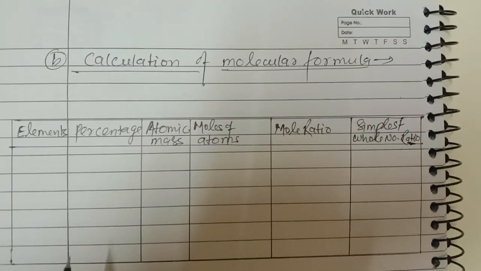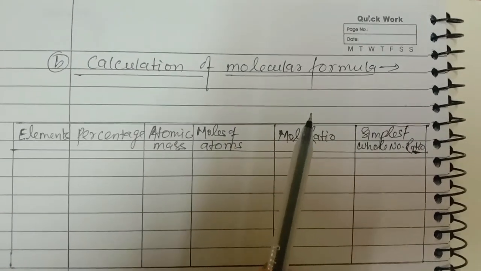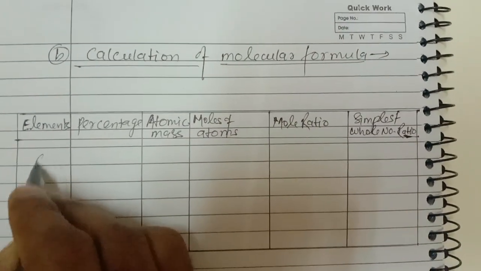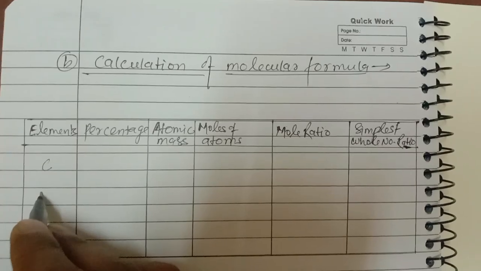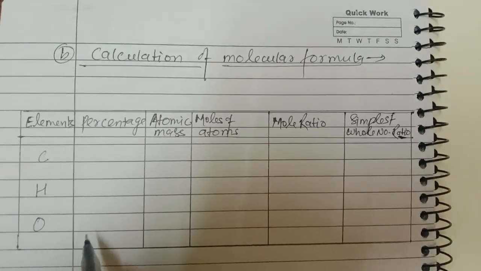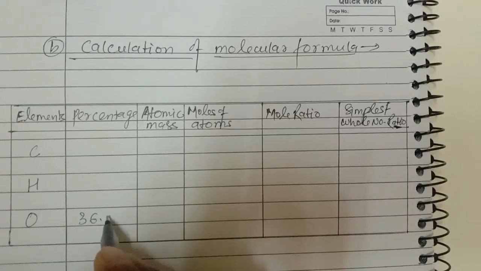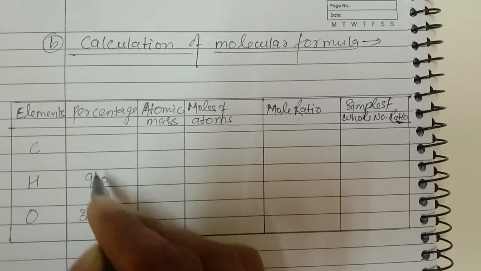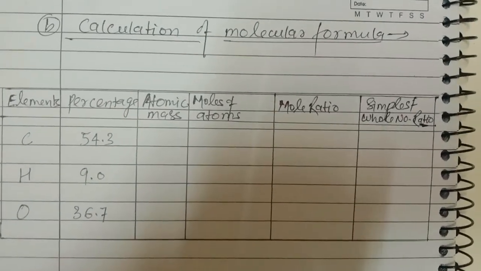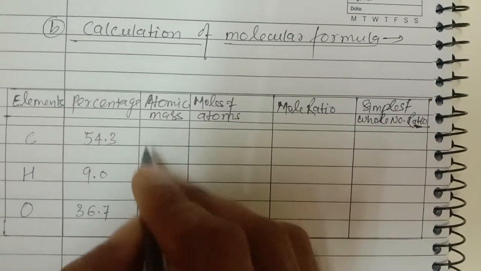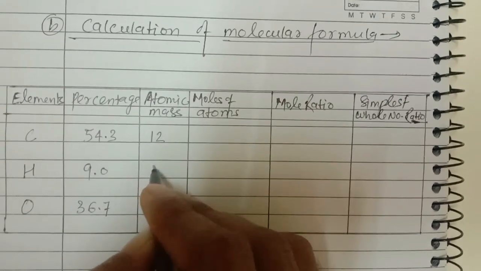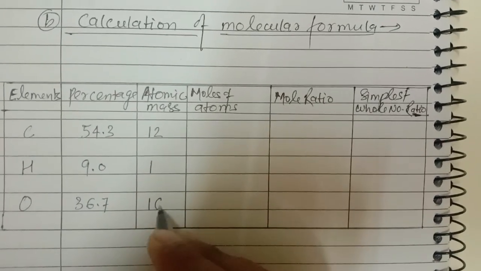Now for the second part, the calculation of the molecular formula, we will write the elements. How many elements are there? Carbon, hydrogen and oxygen. What is the percentage? Already we calculated: oxygen 36.7, hydrogen 9% and carbon 54.3%. What is the atomic mass? Atomic mass of carbon is 12, hydrogen 1 and oxygen 16.